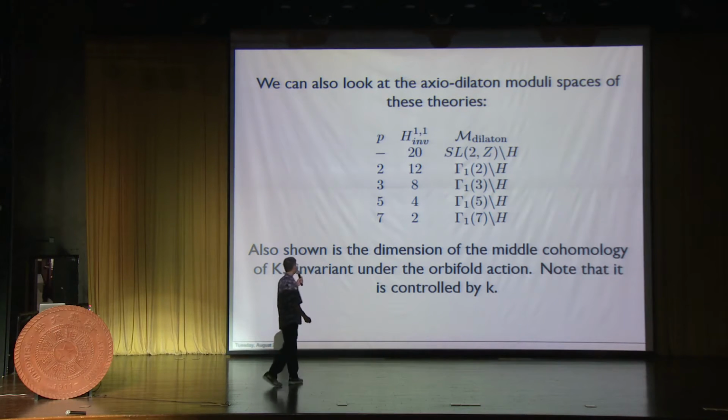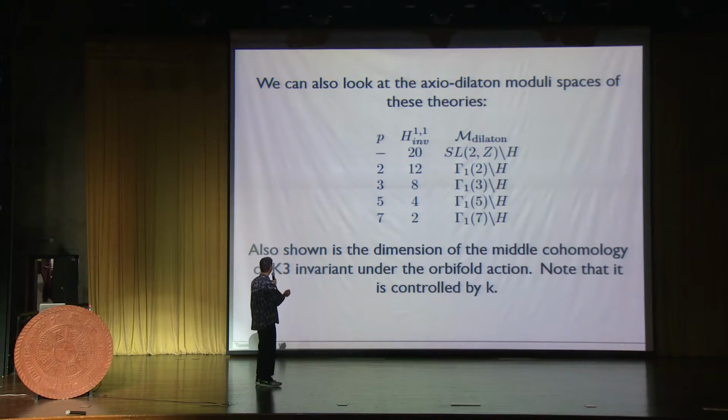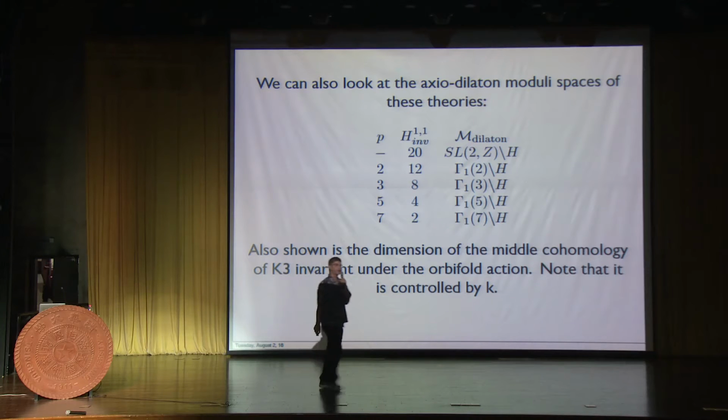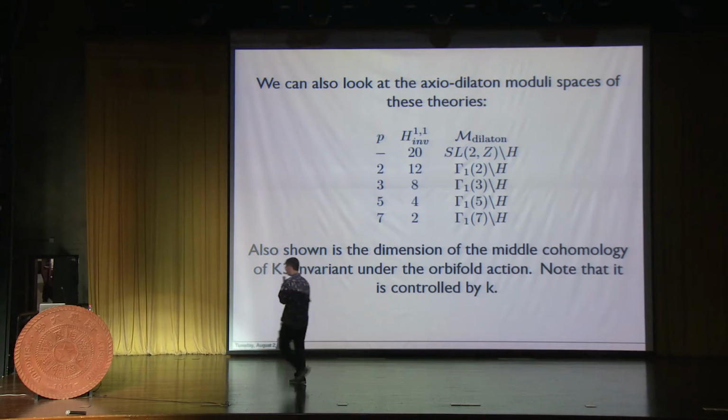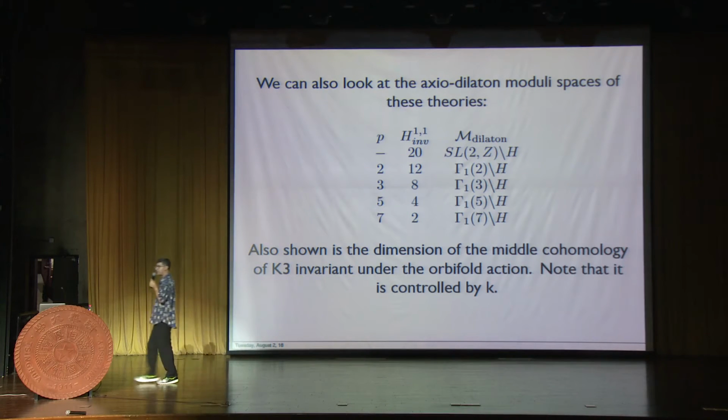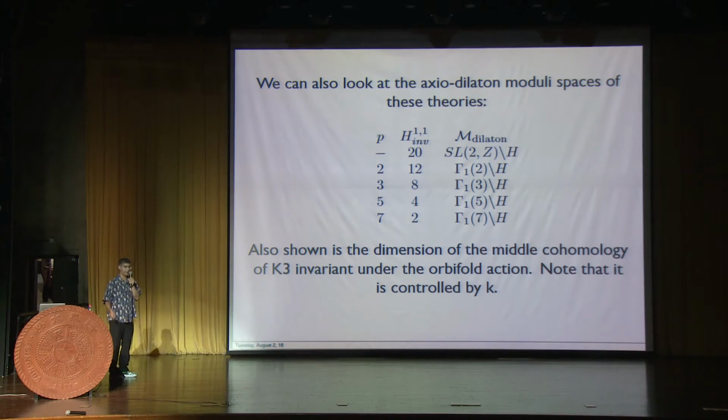But for the other strings, one gets other moduli spaces. For P equals 2, the upper half plane mod gamma 1 of 2, for 3 mod gamma 1 of 3, and in general there are congruence subgroups associated to the primes that change the structure of the moduli space. I've also shown here the dimension of the middle cohomology of K3 invariant under the orbifold action, and it's controlled by k. It's precisely k.